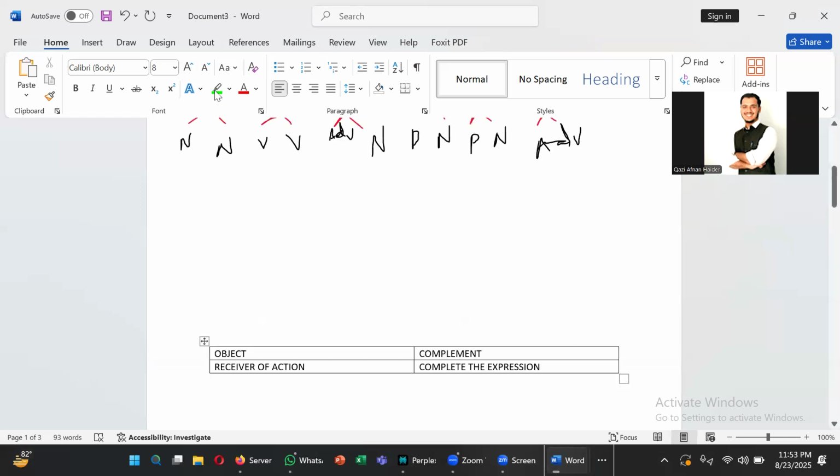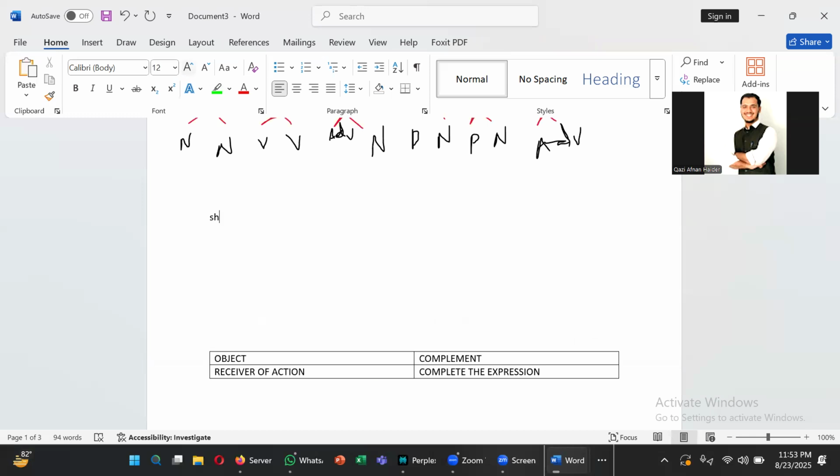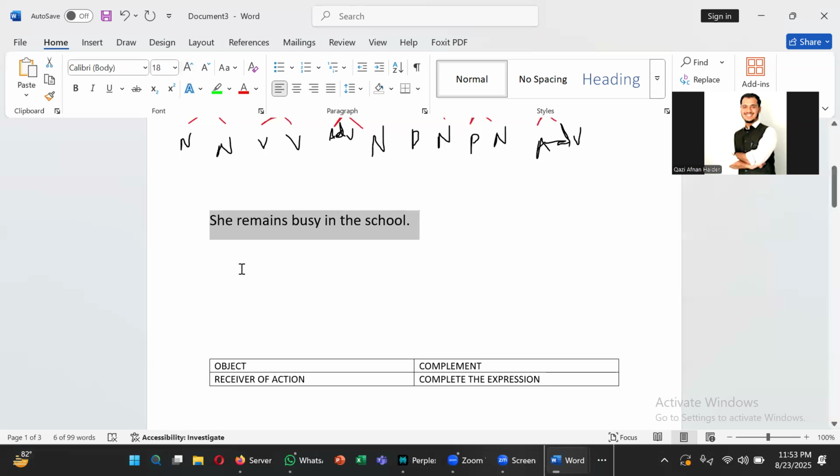Now, the second example. Let's start with the second example. Let's suppose I say, she remains busy in the school. Now see, guys, this is a very interesting sentence, very easy for you to identify and to understand. If I say she remains busy in the school.